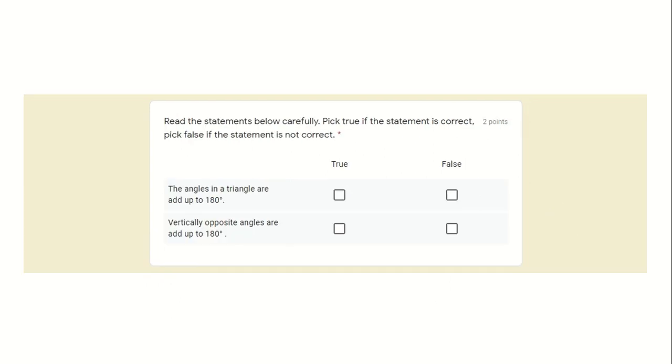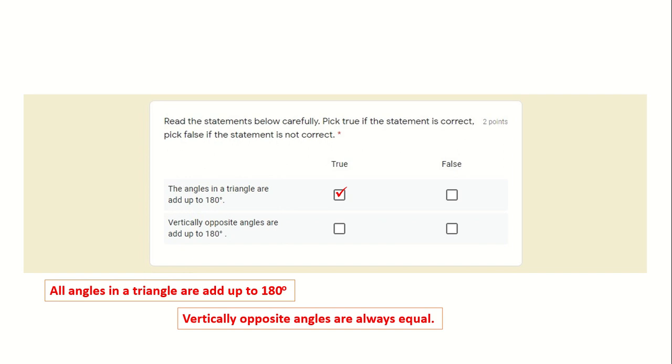Last one, read the statements below carefully. Pick true if the statement is correct, pick false if the statement is not correct. The angles in a triangle add up to 180 degrees. From the previous question, I gave you the information that all angles in a triangle add up to 180 degrees. So the first statement, of course, is true. The next one, vertically opposite angles add up to 180 degrees. Let me remind you again that vertically opposite angles are always equal. So the second statement is false.